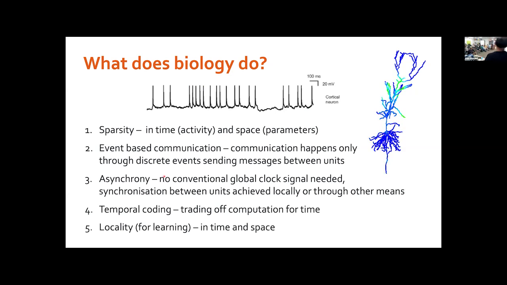And just to connect back to what I said about biology. We all know biology, I assume, in terms of the biological principles that we try to use in neuromorphic computing. And so this is a list which partly covers the features that we need for distributed model parallelism, right? So sparsity, event-based communication, asynchrony, temporal coding, which is probably a little bit more specific to biology, and then locality, right, in both time and space.